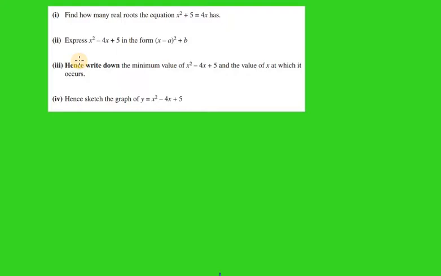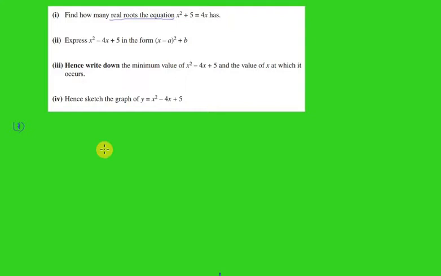And then we are asked to sketch a graph of y equal to x squared minus 4x plus 5. So let us begin the solution here. Part 1. How many real roots the equation x squared plus 5 equal to 4x has?